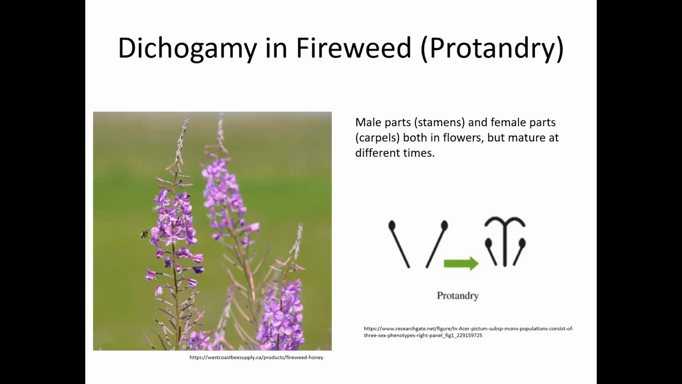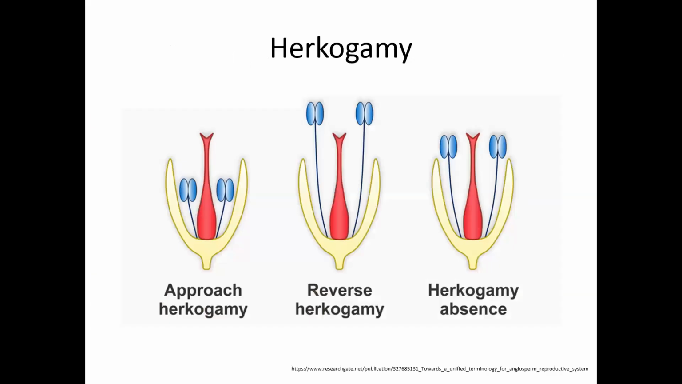So fireweed uses protandry, where the male structures will release pollen while the female structures are not mature, and that's how they avoid self-pollination. Another strategy that plants will use is hercogamy. So hercogamy is different than dichogamy in that, instead of a temporal separation, it's a spatial separation between the male and the female parts of the flower.